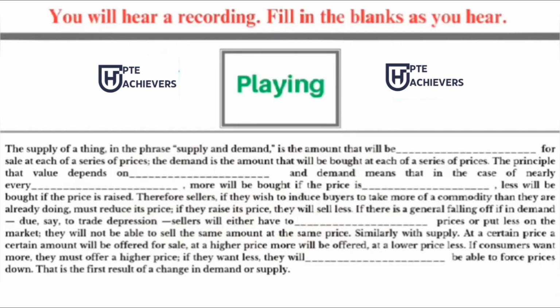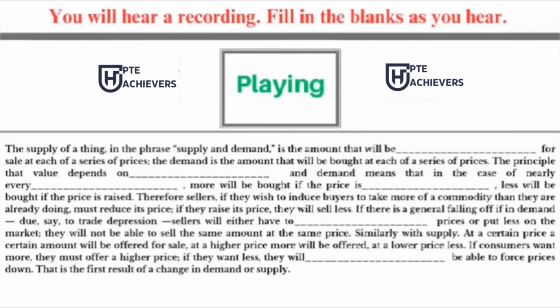The supply of a thing, in the phrase, supply and demand, is the amount that will be offered for sale at each of a series of prices. The demand is the amount that will be bought at each of a series of prices. The principle that value depends on supply and demand means that in the case of nearly every commodity, more will be bought if the price is lowered, less will be bought if the price is raised.